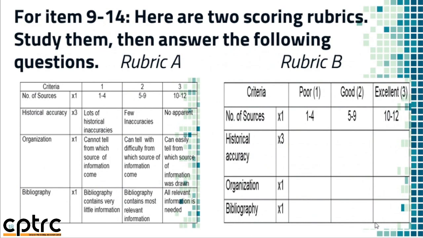For items number 9 to 14, here are 2 scoring rubrics. Study them, then answer the following questions. Try to look at items 9 to 14, and your reference would be the 2 rubrics. Rubric A consists of criteria and levels of performance. We have 4 criteria here and 3 levels of performance or achievement. In rubric B, we have number of sources, historical accuracy, organization, and bibliography. These are also composed of 4 criteria, and you have 3 levels of achievement.